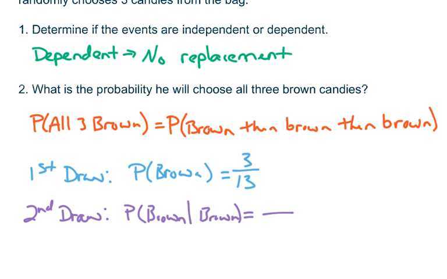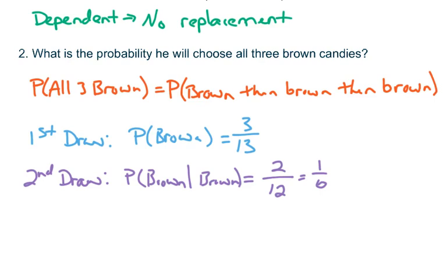So we have to assume that the first candy we drew was a brown. We know that we drew 1 candy because this is the second draw, which means there are 12 candies left in the bag. If we assume that the first candy we drew was brown, how many brown candies are left in the bag? The answer is 2 out of 12. If you want to simplify this down into 1/6, feel free. So the probability that we get a brown, with the assumption that the first candy was a brown, is now 1/6.